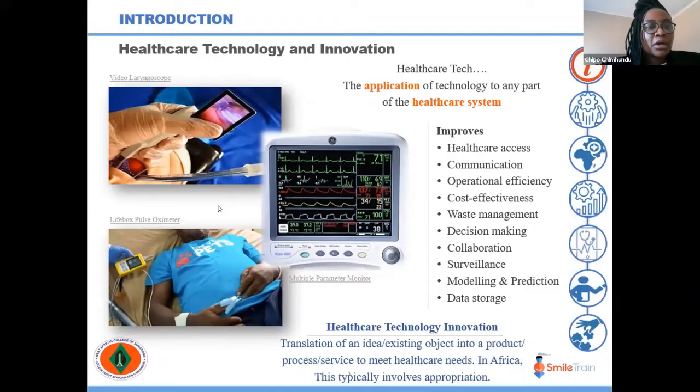So we're talking about moving an existing idea or object into a product that meets our healthcare needs. So you'll see in Africa, for example, a lot of our innovation that we talk about is essentially making our existing technologies more appropriate for our context. That is the type of innovation that we mostly speak about as biomedical engineers. But of course, it can also encompass making something completely new for our context.